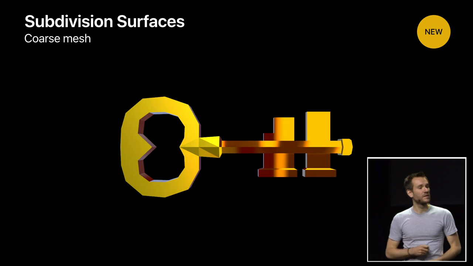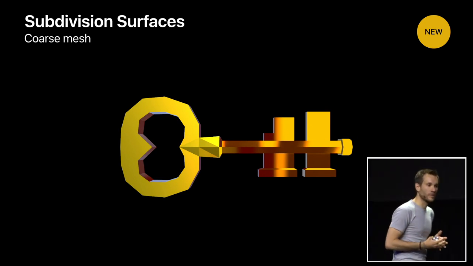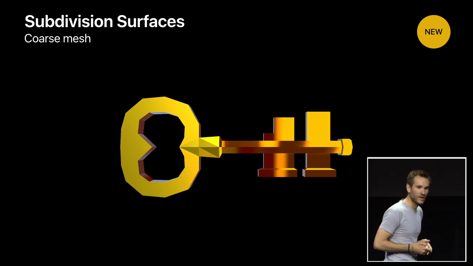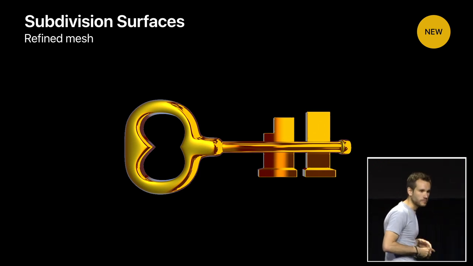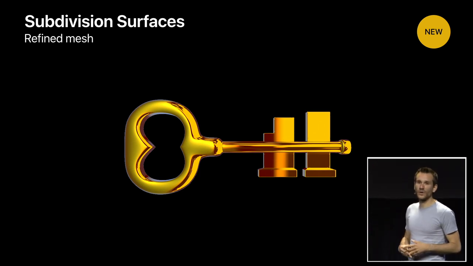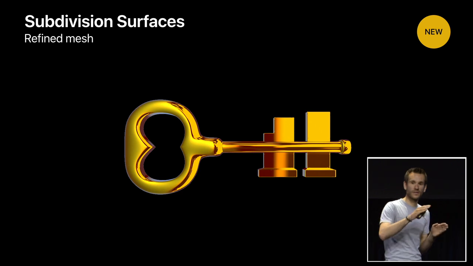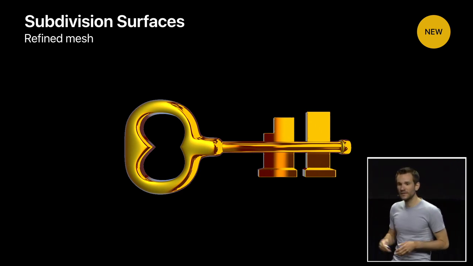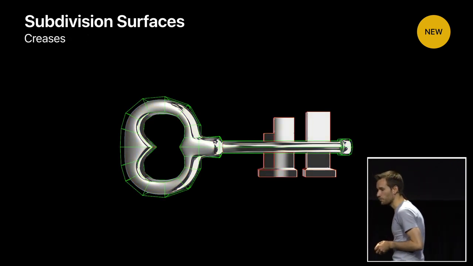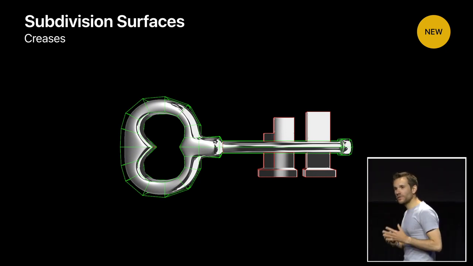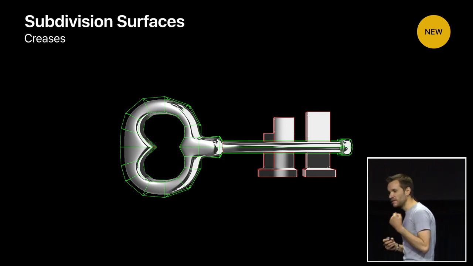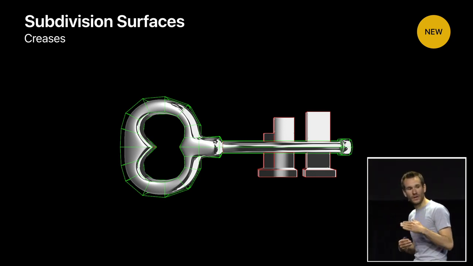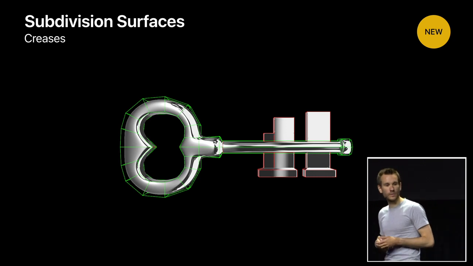So let's take a look at this example. It's the key you saw in the demo. And as you see, it's a very coarse mesh, not much detail. And this is the tessellated, subdivided one. So with this asset, you can see that you have hard edges, but also nice curves. So how did we do that? Using creases. So with subdivision surfaces, artists can really come up with great designs, and they can easily create them and then tune them to have the desired look they want.